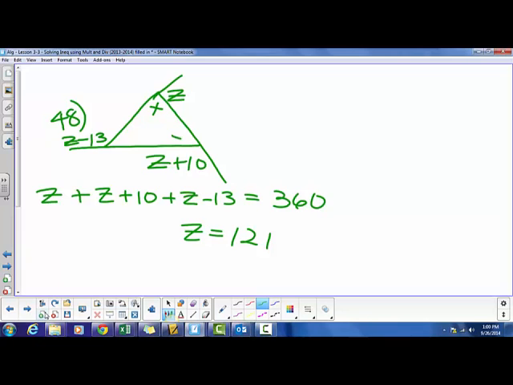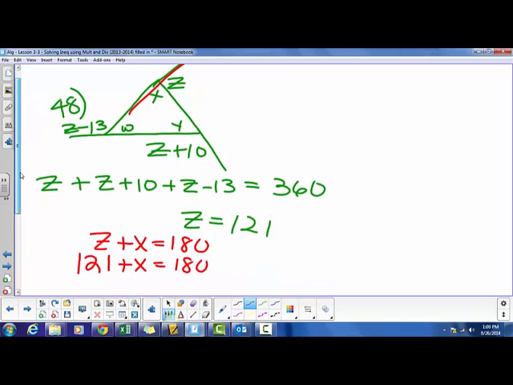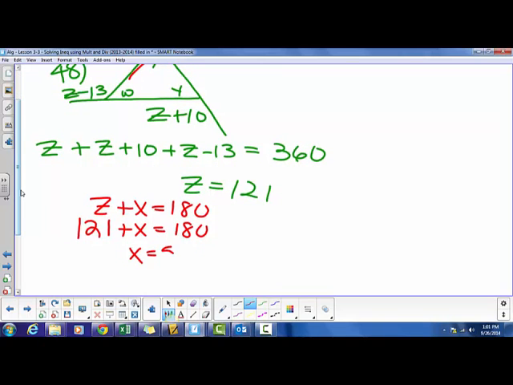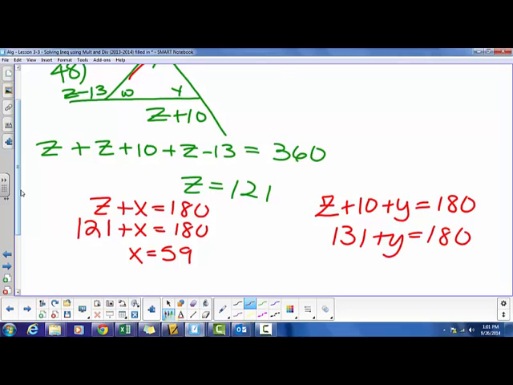This is x, y, and w. I also know that this is a straight line, so z plus x has to equal 180. Z is 121, so I know that x equals 59. I'm going to do the same thing around each one of these shapes. So z plus 10 plus y equals 180. Well, z is 121, plus 10 is 131, plus y equals 180. So that means y equals 49.